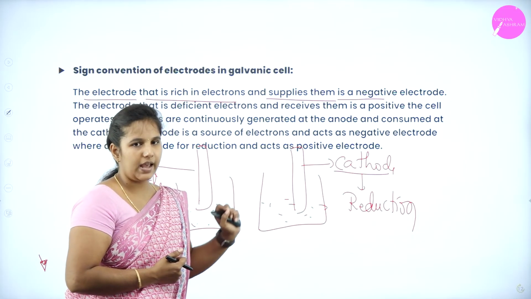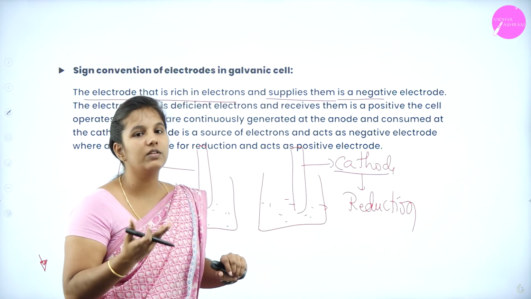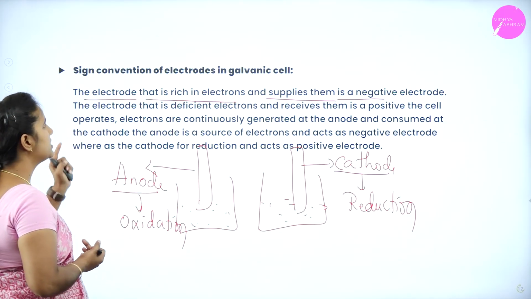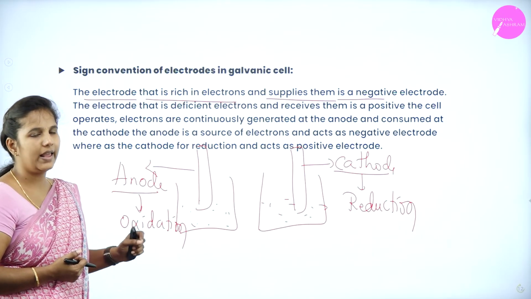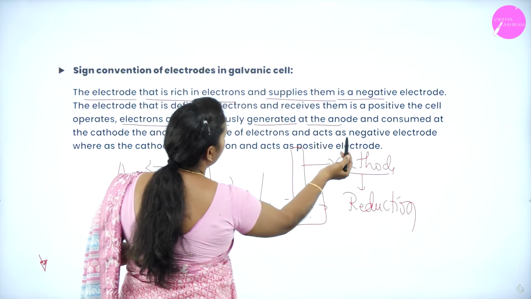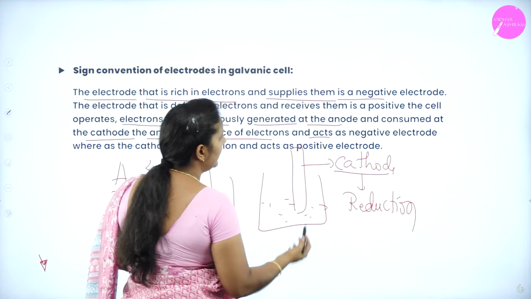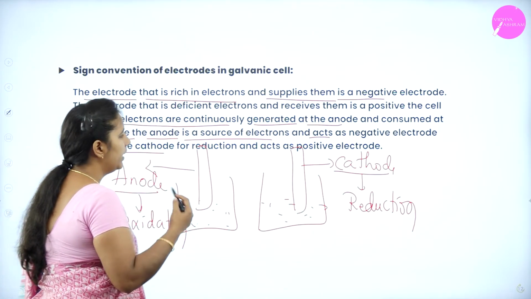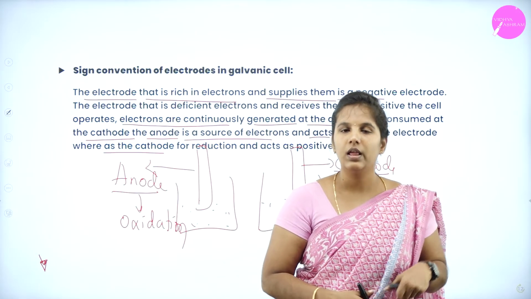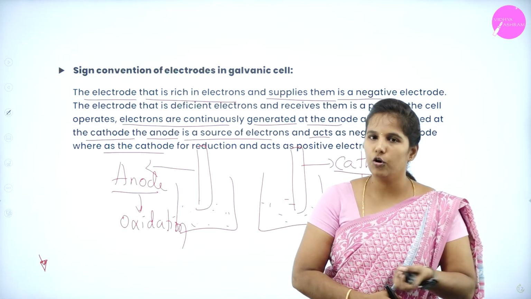That is why this cathode is considered a positive electrode, because it accepts electrons due to the deficiency in electrons. So, especially in the galvanic cell, sign convention is very important for the electrodes. Electrons are continuously generated at the anode and consumed at the cathode. The anode is a source of electrons and acts like a negative electrode, whereas the cathode is a positive electrode because it is capable of accepting the electron. This is how the sign conventions are made in the galvanic cell. Hope you all understood this.